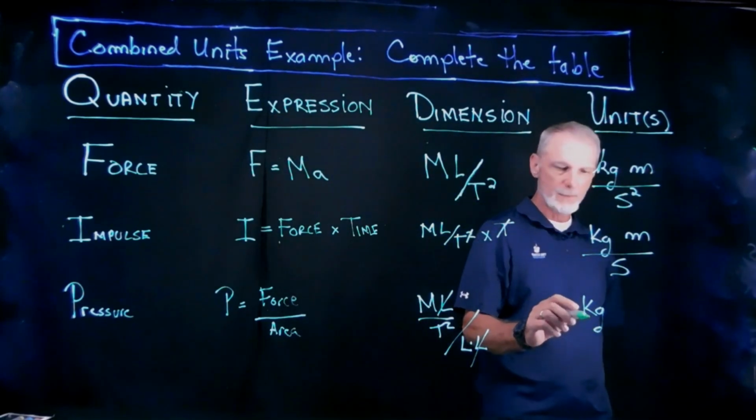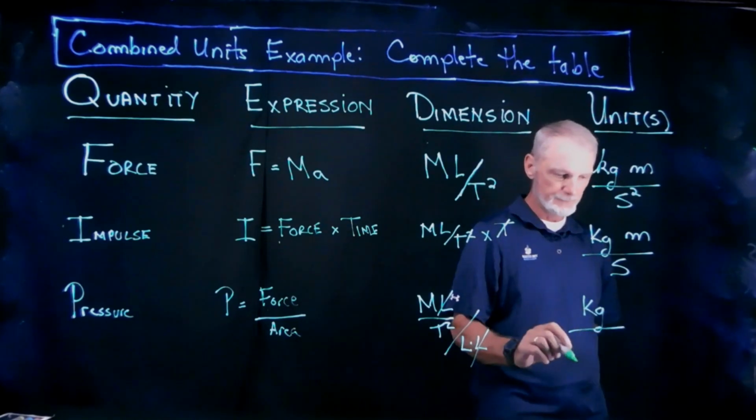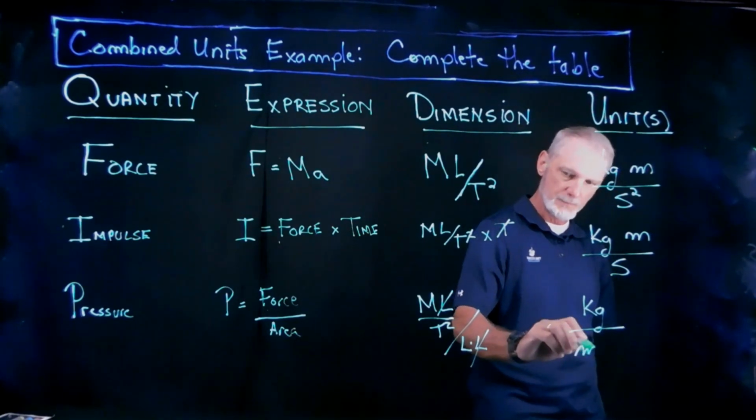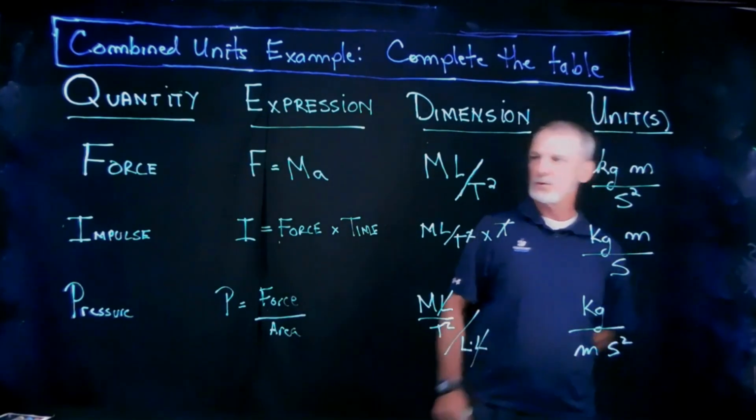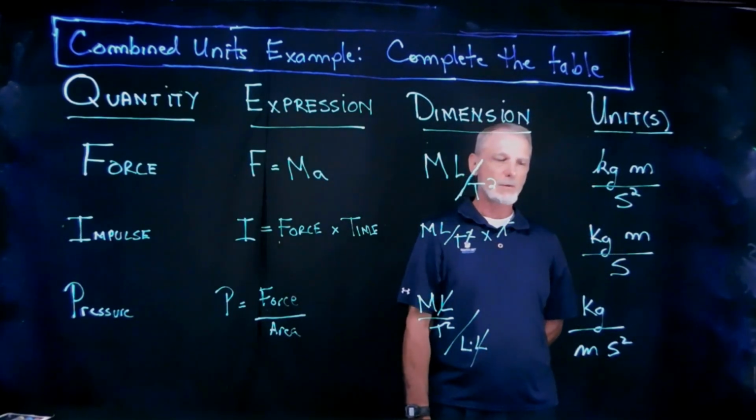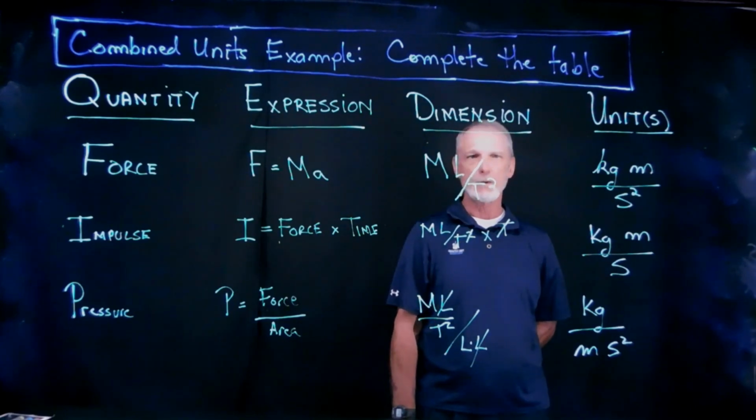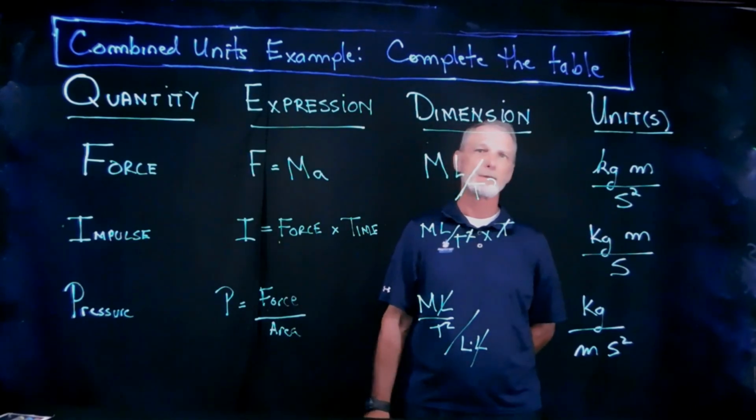And we'll be left with a length in the denominator, which is in meters, and time squared, which is seconds squared. So the units of pressure would be kilograms per meter second squared. And that completes the example.